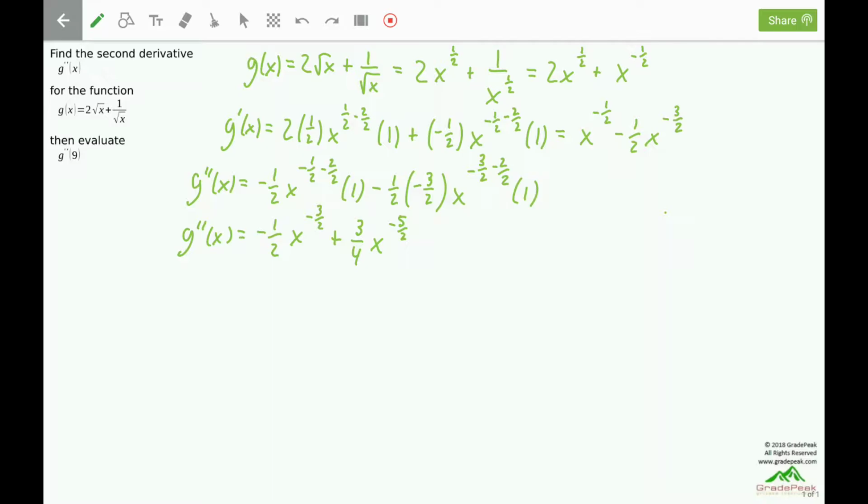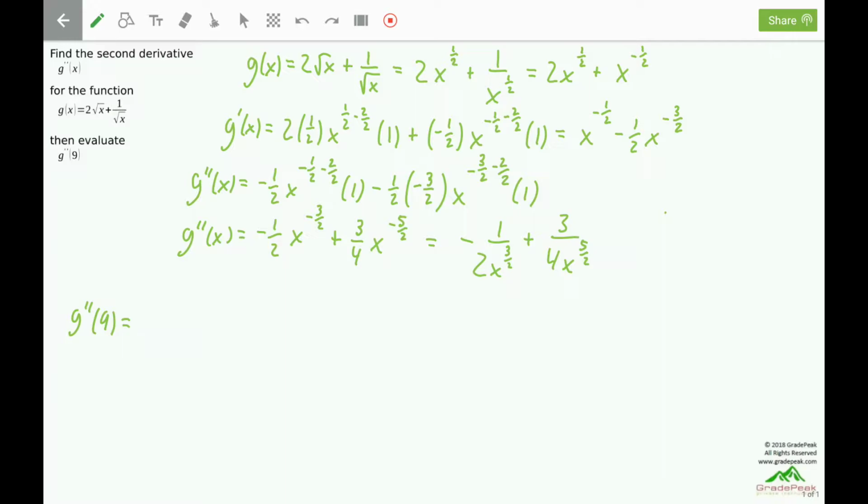Before we evaluate this, we are going to want to rewrite those negative exponents in the denominator as positive exponents. This first one will move down with the 2. The second one will move down with the 4, already in the denominator of each of those. So our first term, we will have a negative 1 over 2x to the positive 3/2. And our second term, we will have a 3 over 4x to a positive 5/2. Now we can evaluate g double prime of 9.